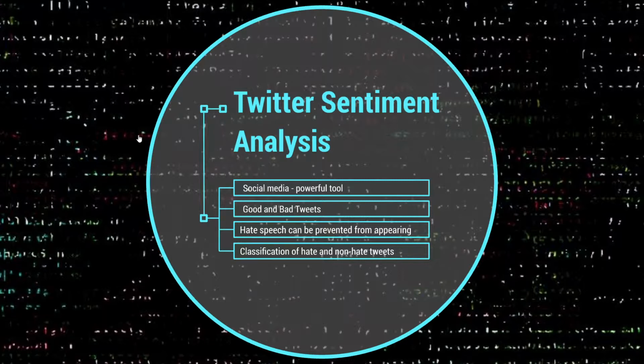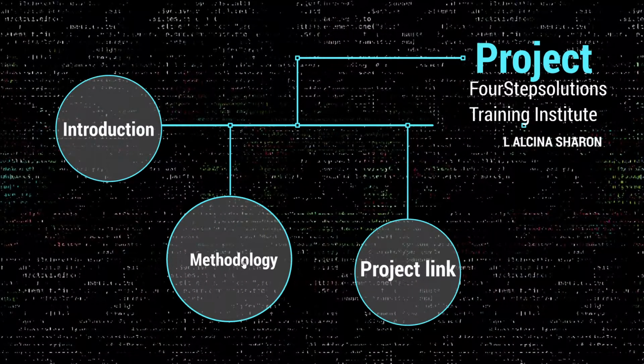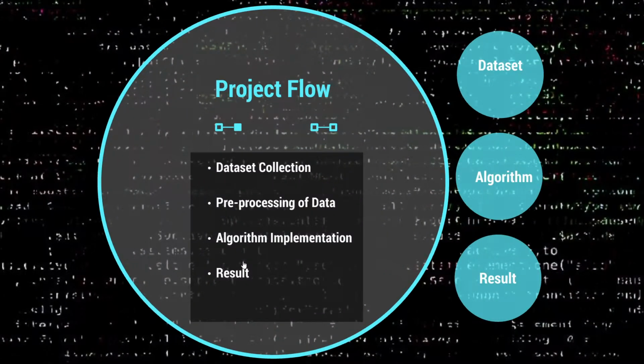So we can prevent such content from appearing in social media. We have to classify hate and non-hate speech from Twitter data or any social media. Right now I've taken Twitter data and analyzed it. I've done binary classification of hate and non-hate tweets. So this is how I have worked throughout the internship.